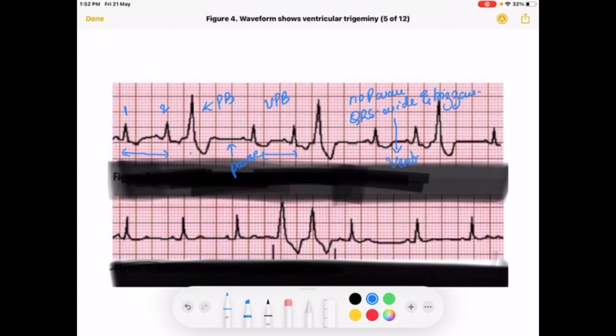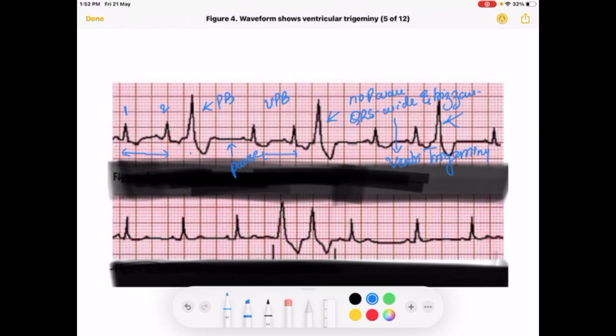So this is ventricular trigemini. These beats are unifocal in origin, so the morphology of these premature beats is the same. It is unifocal in origin. So it is ventricular trigemini.